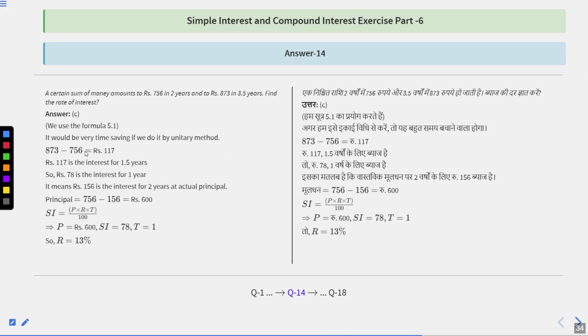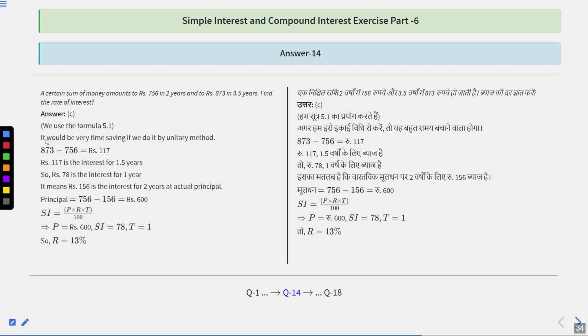Now time's up. Let's see the solution. It would be very time saving if we go to the unitary method in this question. Clear? The difference between these, 1.5 years of simple interest, is 873 minus 756, which is 117. So the simple interest for 1 year is 78. We can easily calculate the 2 years simple interest, which is 156. When we subtract it from the amount, we get the principal amount. Clear? So the principal is 600.